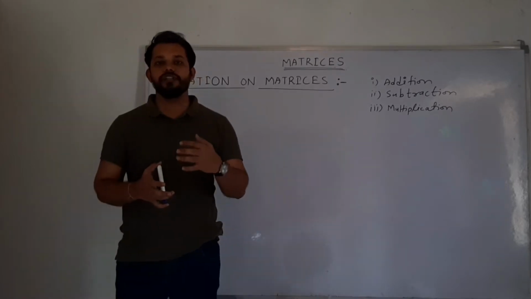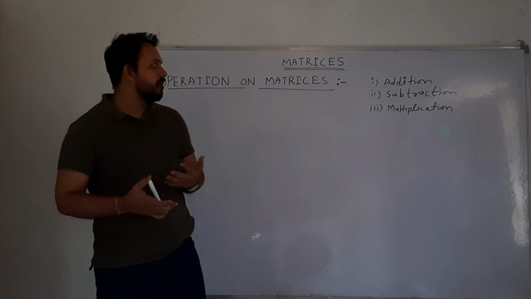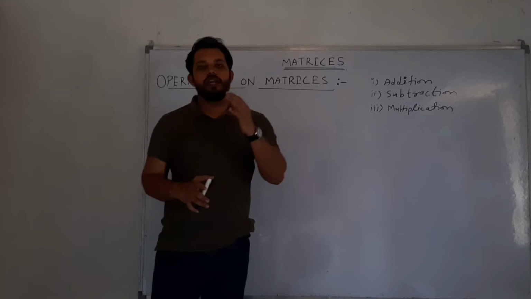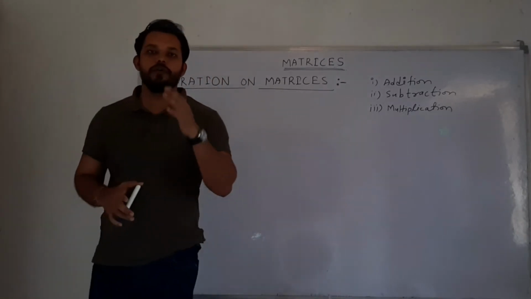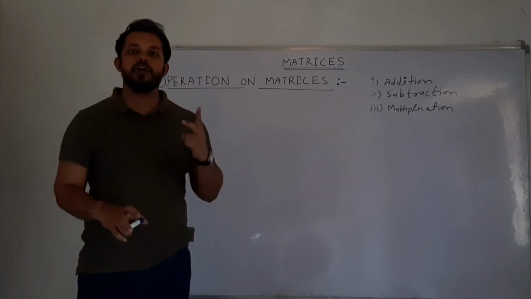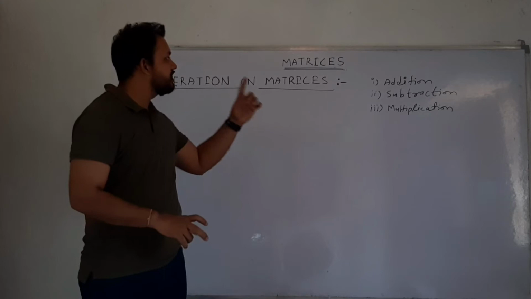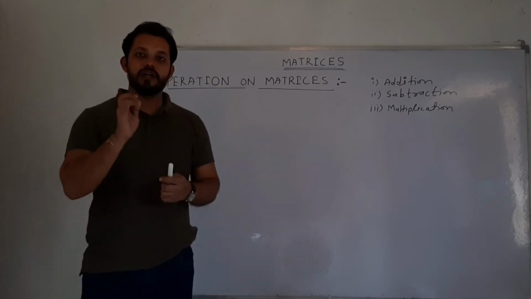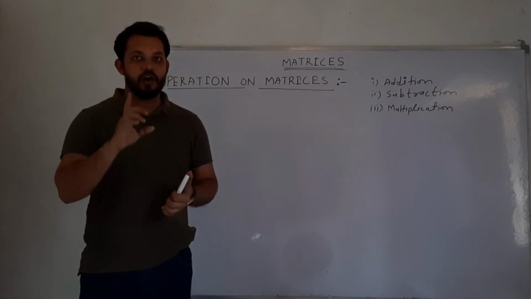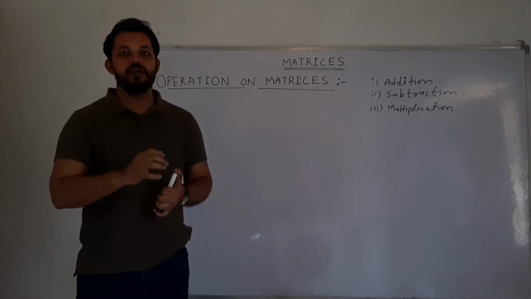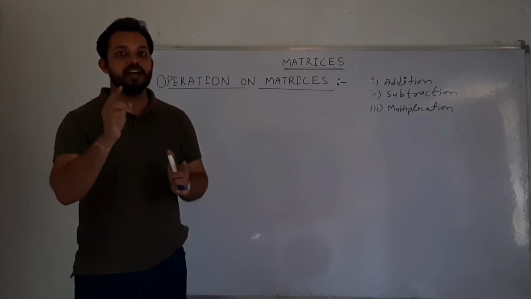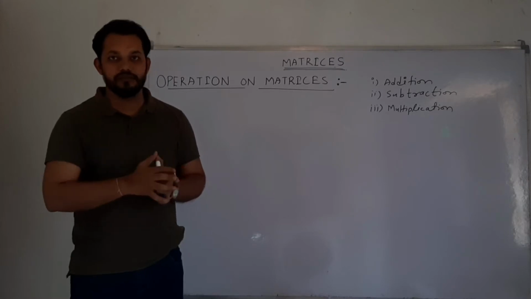In this topic, operation on matrices, we are going to learn about addition, subtraction, multiplication. So let's start with addition of matrices. One thing I want to make clear is that for operation on matrices, especially addition and subtraction, the order of the matrices should be same. If the order of matrices is same, then only the operation on matrices, especially addition and subtraction, is possible.